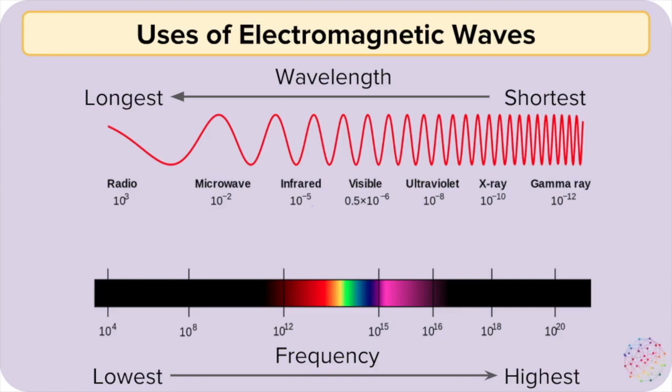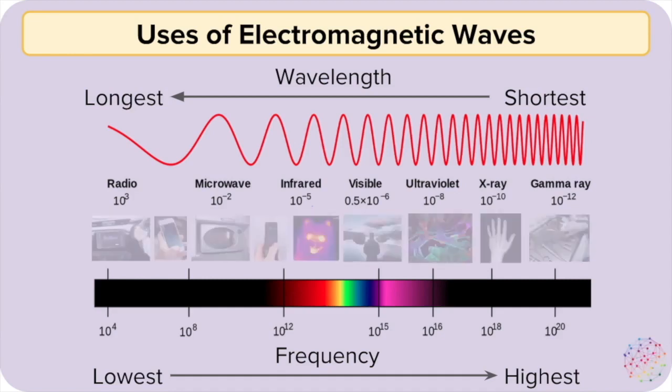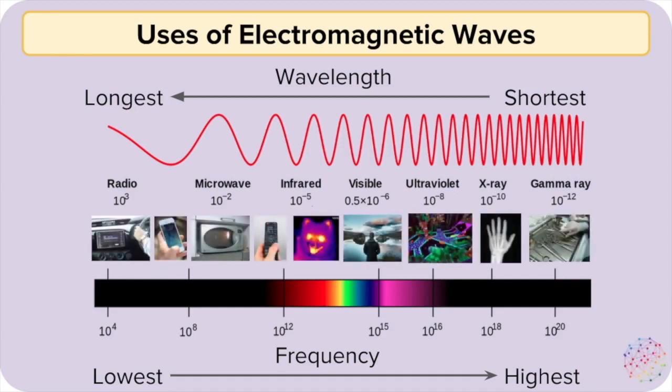Electromagnetic waves transfer energy from a source to an absorber, which makes them useful for different gadgets and devices. Here we can see they're used in radio transmissions, mobile phones, microwaves, TV remotes, infrared heat cameras, normal cameras, ultraviolet lights, X-ray images of inside the body, and gamma rays during medical treatments.